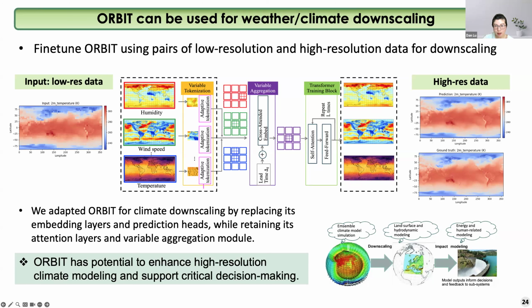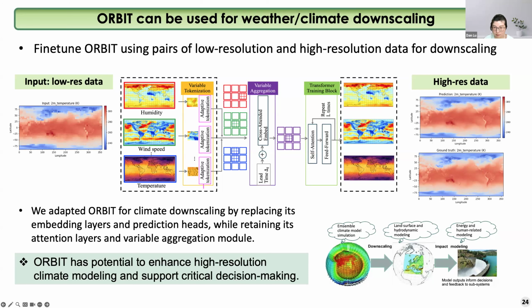We know that weather forecasting is a temporal simulation problem, but downscaling is an image super resolution problem. To adapt Orbit to this dramatically different task, we replace its embedding layers and its prediction heads, while retaining its attention layers in the middle and the variable aggregation module. By leveraging Orbit's pre-trained model foundation, the fine-tuning becomes significantly faster and more data efficient. Our preliminary results are promising, demonstrating Orbit's potential to enhance climate downscaling and support critical decision making across multiple sectors.